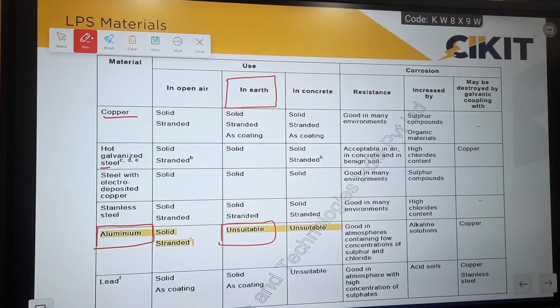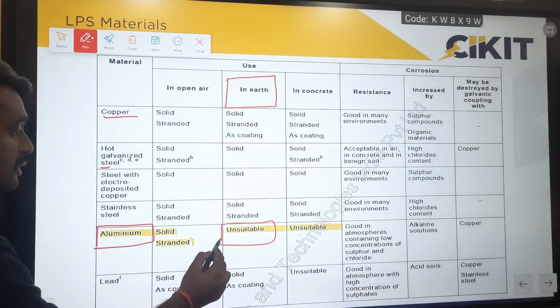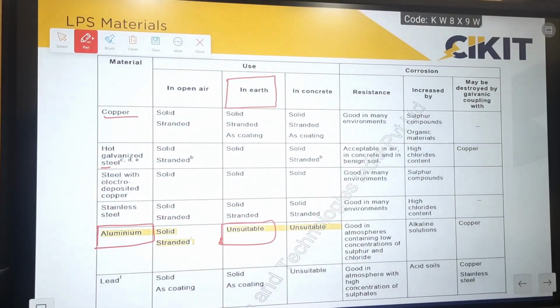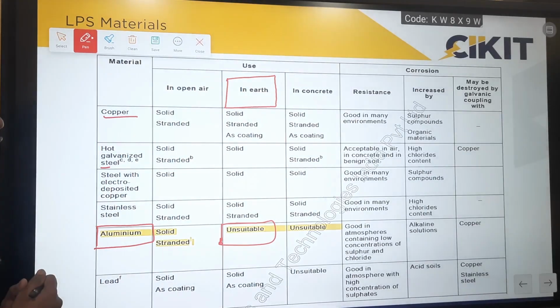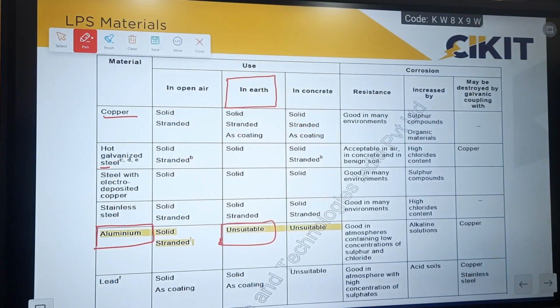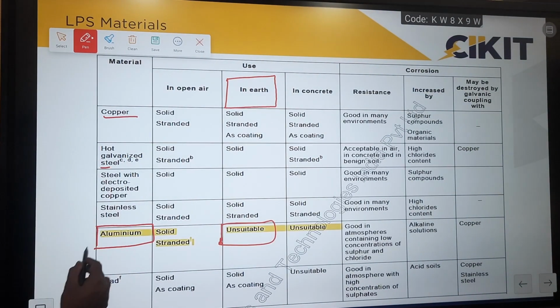Aluminium is a very good conductor. We are using aluminium for transmission lines and so on, so it has very good conductivity. But the problem with aluminium is that it corrodes very much faster in soil conditions. So aluminium is not recommended for use below ground level.